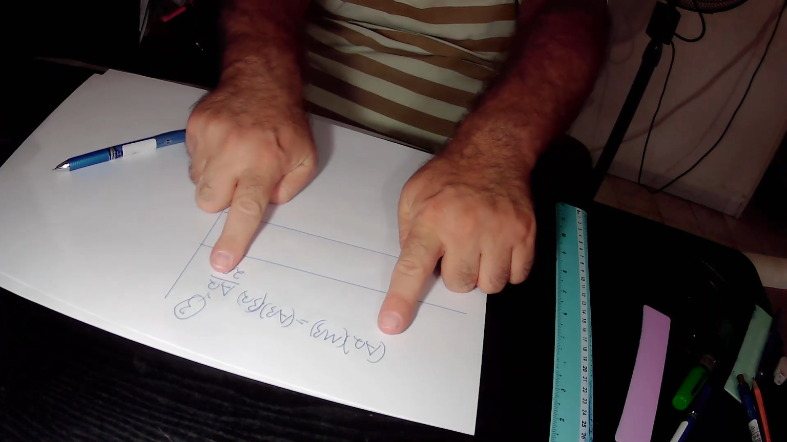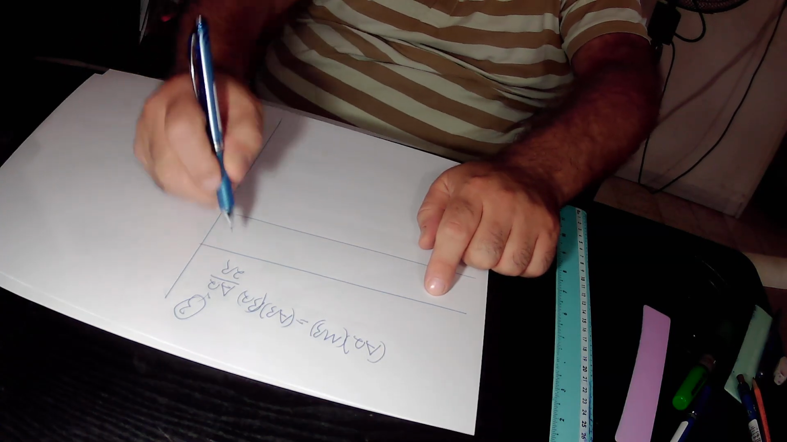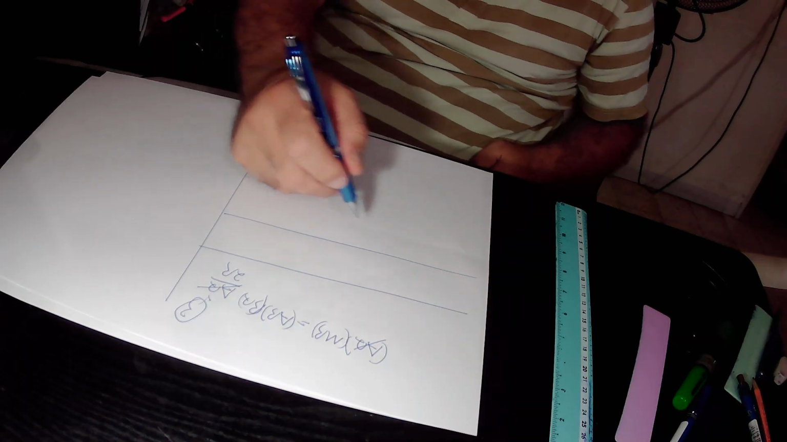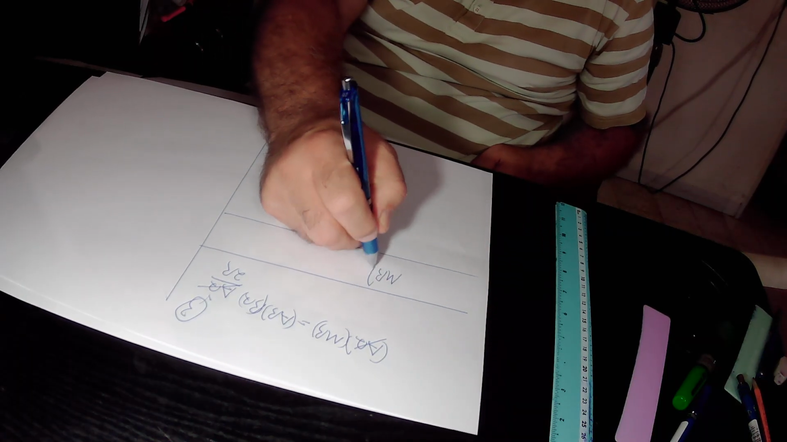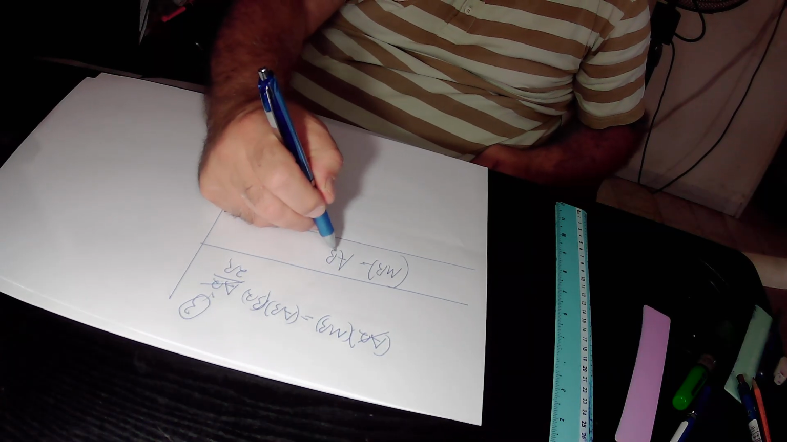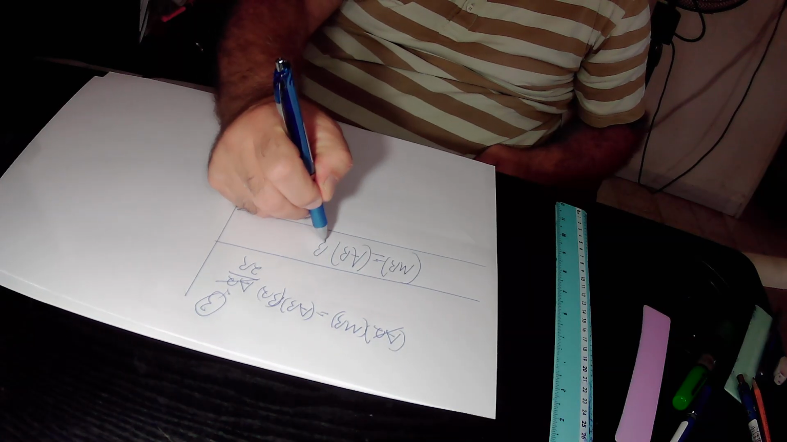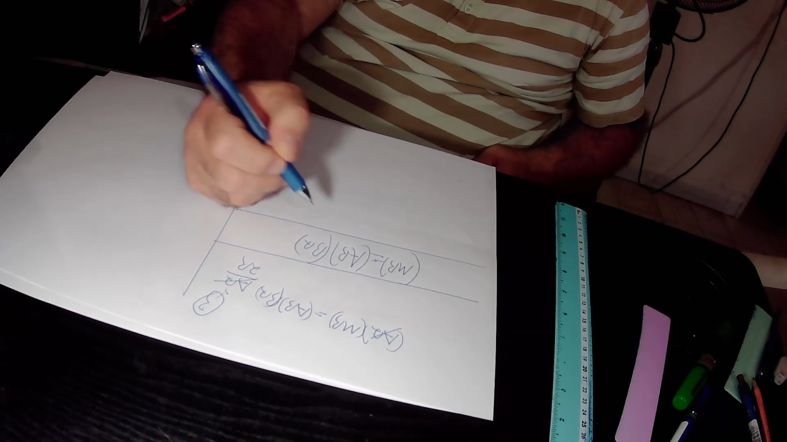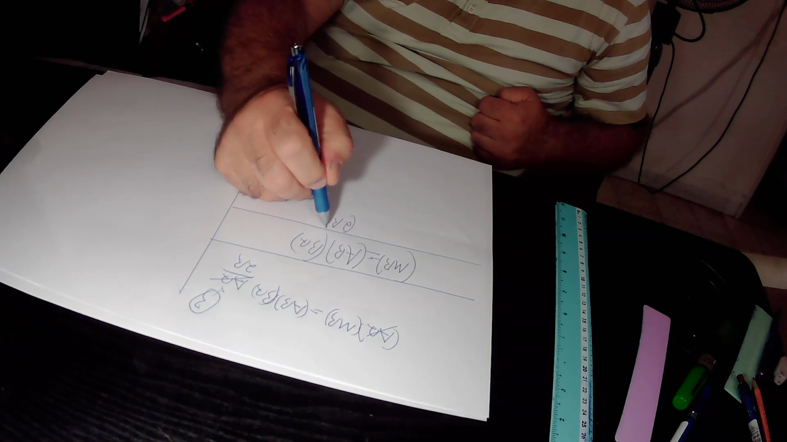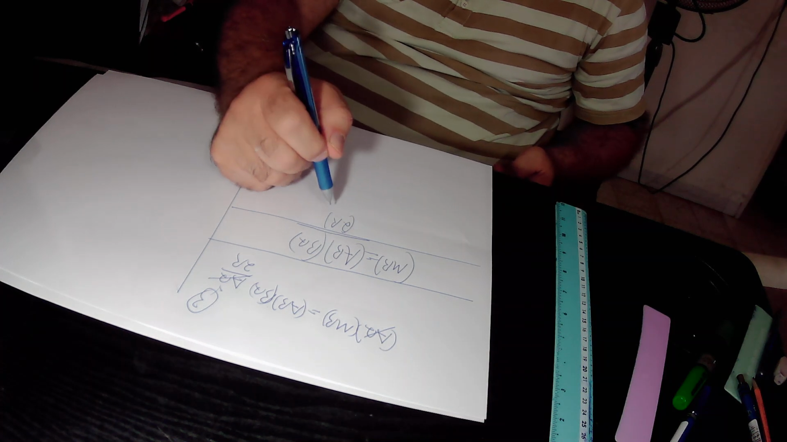We have AQ on both sides of this equation, so AQ will get cancelled. After we cancel AQ, we are left only with MB equals AB times BQ over 2R. So in total we find that MB equals AB times BQ over 2R.